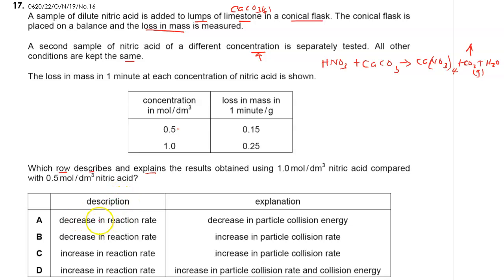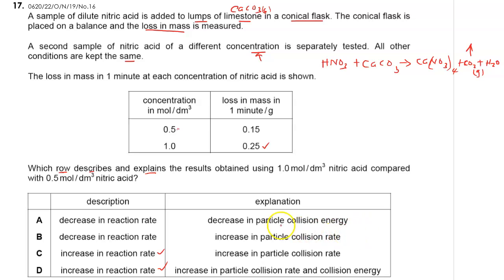So description: decrease in rate. Of course, you can see the more mass is lost. So that means when we have more concentration of 1 mole per liter, the reaction is fast. So the rate of reaction is not decreasing. The rate of reaction has actually increased.